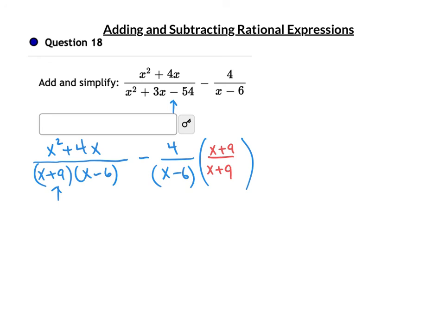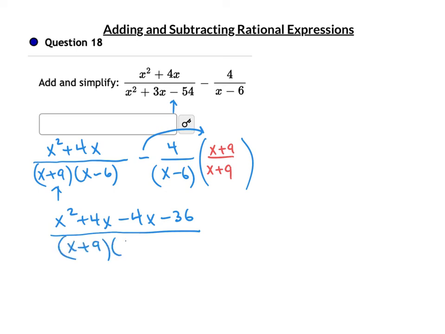So we're going to distribute, and watch out, that is a negative 4. Negative 4 times x, negative 4 times 9. So we have x squared plus 4x minus 4x minus 36 all over x plus 9 times x minus 6. This middle simplifies. We get x squared minus 36, which, by the way, is a difference of squares.